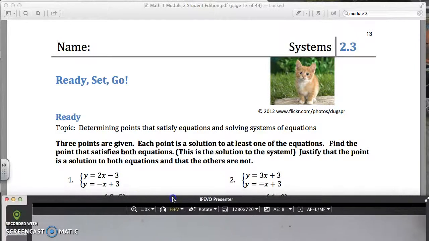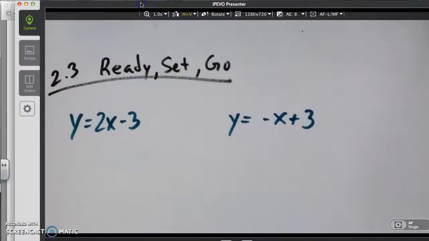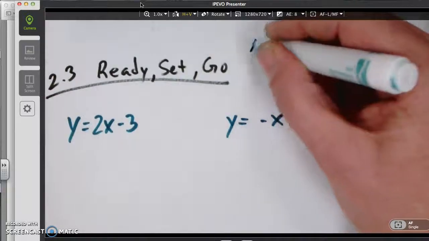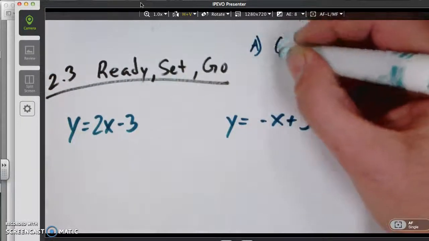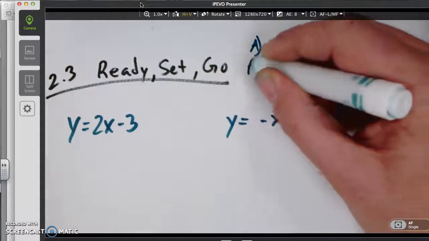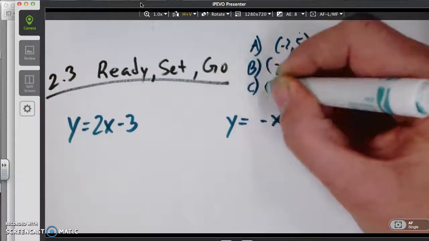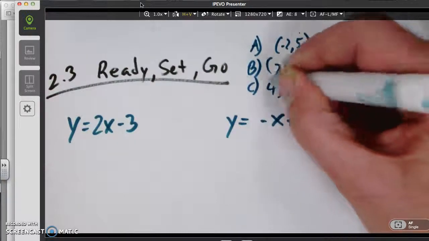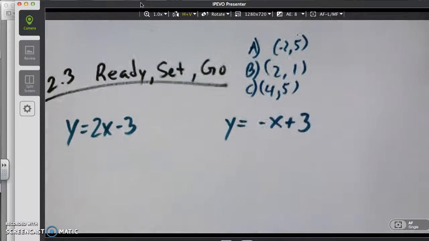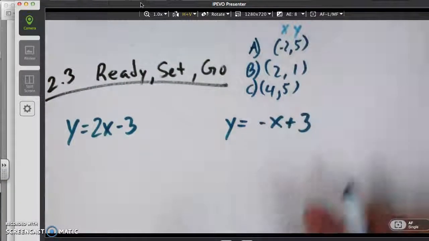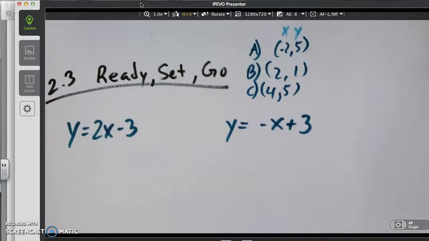All I did is I wrote these two equations side by side because I'm going to need to do calculations. Okay, and then below are the points they gave us, we got to check. A is -2, 5. B is 2, 1. And C is 4, 5. So we got to check these in all the equations. They've given you a set of x's and y's, and they're saying it works for one equation, but which one works for both equations?